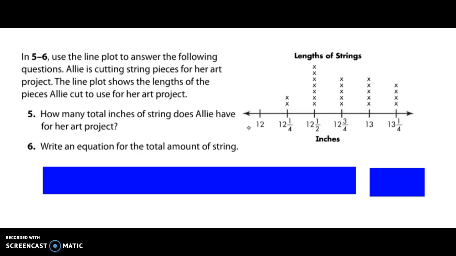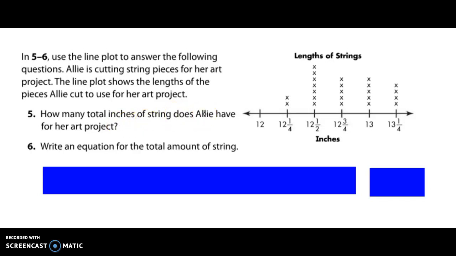Okay, so if you don't remember this problem from last week, Allie was cutting string pieces for her art project, and the line plot shows the lengths of each of the pieces. So she has 2 pieces of string that are 12 and 1/4. She has, oh my goodness, 1, 2, 3, 4, 5, 6, 7 that are 12 and 1/2, and continuing on looking at all of those. So those are all the little pieces of string she has. She's got a lot of pieces of string. So the question is, how many total inches of string does Allie have for her art project?